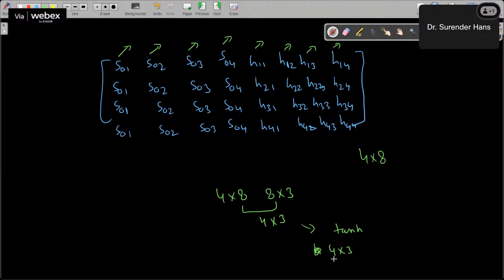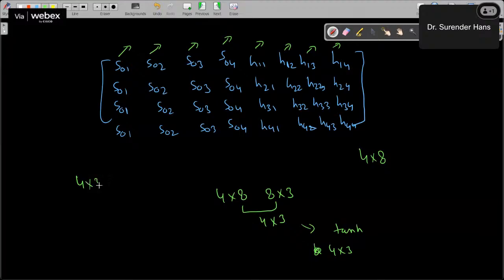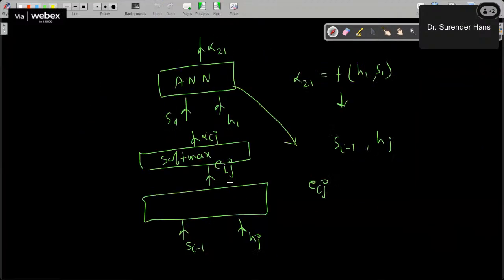Now I will do the dot product of this 4 cross 3 with this weight, 3 cross 1. So the output is 4 cross 1, and that 4 cross 1 is e11, e12, e13, and e14. See this one, yes, this one. These are the alignment scores. But these are not in the form of a normalized vector, so I will apply the softmax.